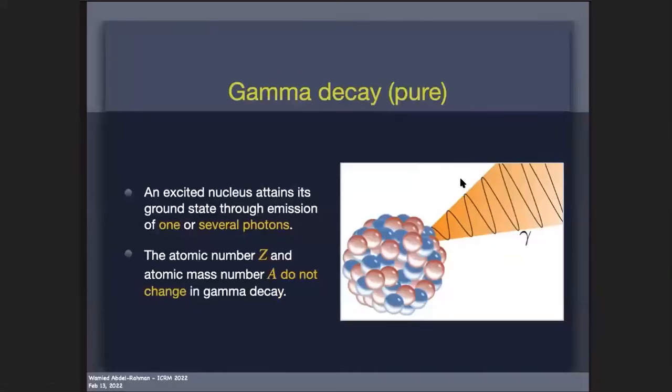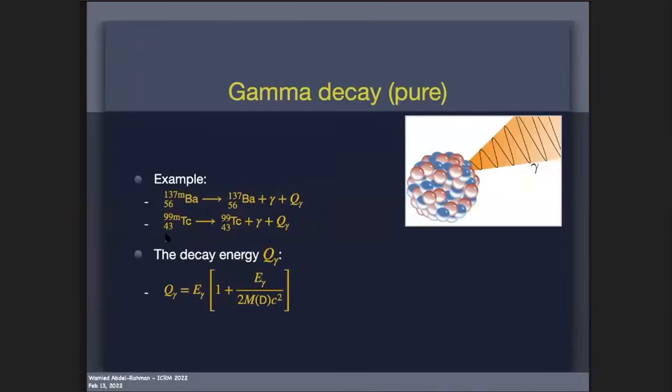In gamma decay, we just have a nucleus with a lot of energy, and then the nucleus decides to release it, and a photon is emitted from the nucleus. In this situation, the atomic number Z as well as the atomic mass number do not change. An example would be technetium-99m that decays into technetium-99, emitting a gamma. So the Z and the A will remain the same.